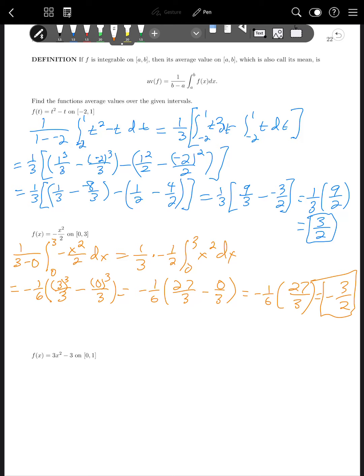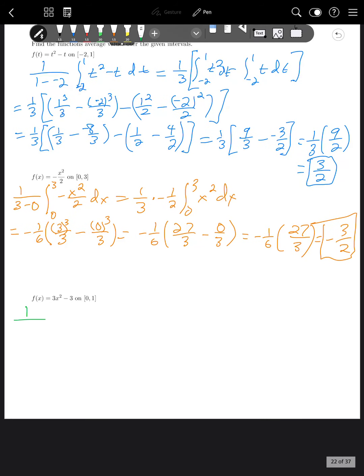Okay, and then the last one, same idea. So multiply by the width of the region, so 1 over 1 minus 0, times the definite integral from 0 to 1 of 3x squared minus 3 dx. So that's 1 times, I have to break this into pieces, so 3 times the integral from 0 to 1 of x squared dx minus the integral of 3 dx. So the 1 out in front just goes away, and I can write out these integrals.